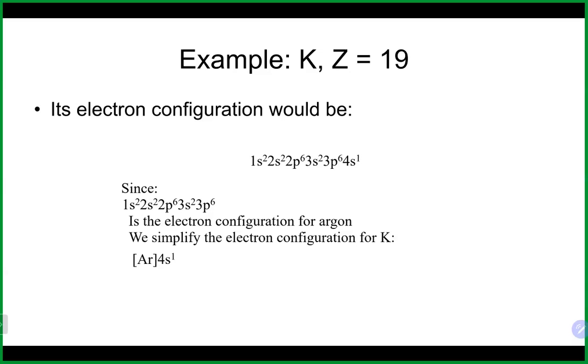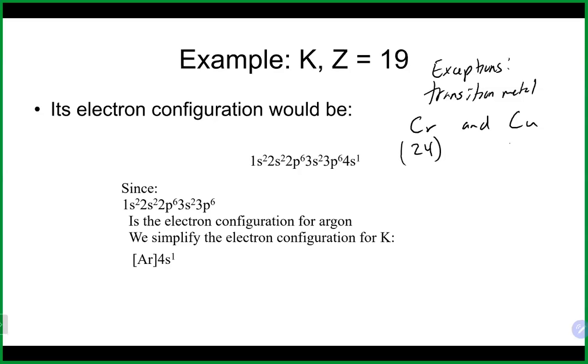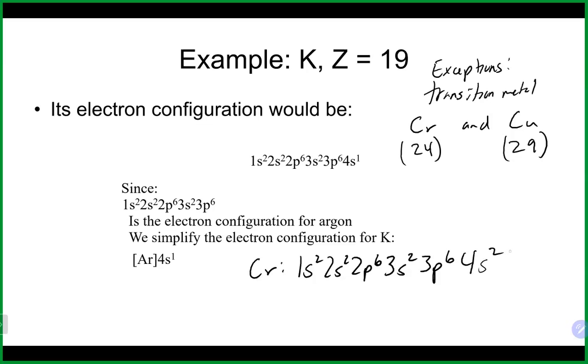Speaking of the transition metal regions, there are a couple of exceptions in that region. And the 2 notable exceptions that you need to worry about are chromium and copper. Chromium is number 24 and copper is number 29. If you were to follow the zigzag approach for chromium, you would end up with 1s2, 2s2, 2p6, 3s2, 3p6, 4s2, 3d4.